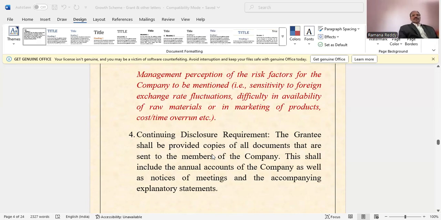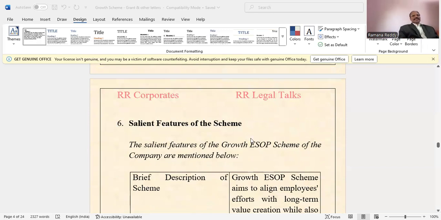Now, continuing disclosure requirements. The grantee shall be provided copies of all the documents which are sent to the members of the company. He will not get any dividend or voting rights, but he will get the annual accounts of the company as well as notices of the meetings and the accompanying explanatory statements.